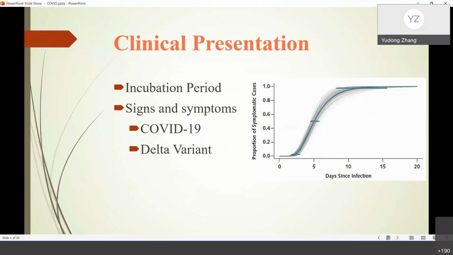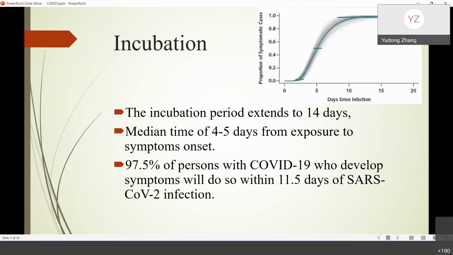Before we step into the main topic, we first need to check the clinical presentation. Presentation is a medical word, which you can understand as the symptoms. This slide shows the incubation period of COVID-19, which extends to 14 days. The curve in the top right corner shows the median time from exposure to symptom onset is about 4 to 5 days. Since Omicron is the popular variant, the median time is reduced to 2 or 3 days.